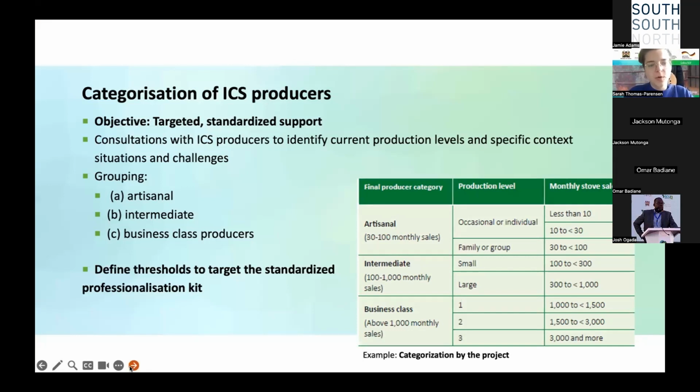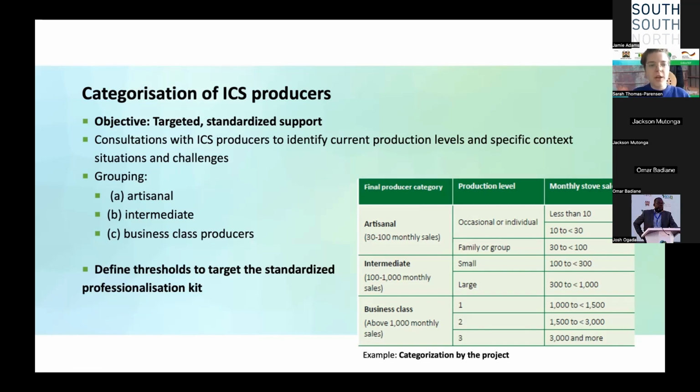When thinking about and implementing the approach, wanting to professionalize the ICS producers, it's important to look at the market and especially look at the ICS producer landscape in the market. And basically, the objective of this is to really define targeted support for the ICS producers so that they're able to scale up their production, but with standardized support. Because if you have a big ICS producer base, for example, in Senegal, we are supporting over 250 producers, then it's really hard to make really individual packages. So the idea is to develop targeted standardized support packages for the ICS producers based on their needs.